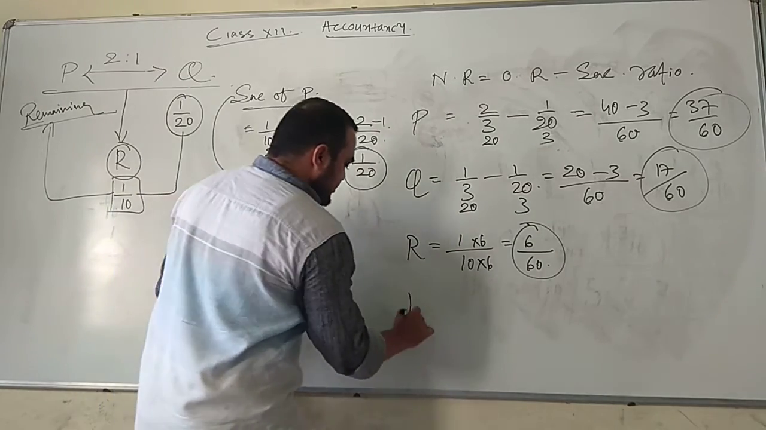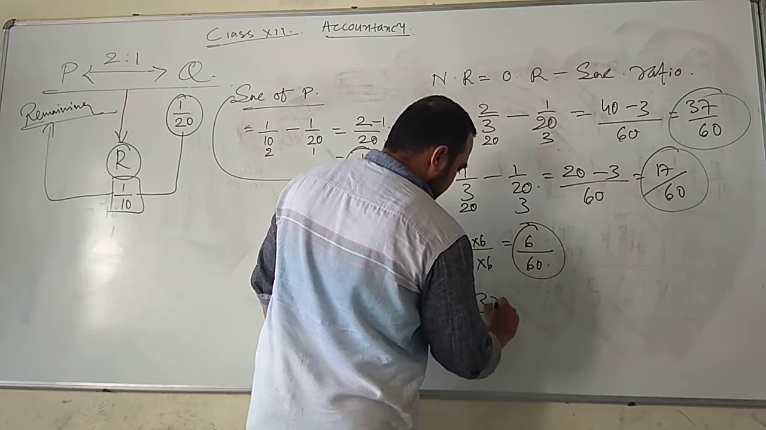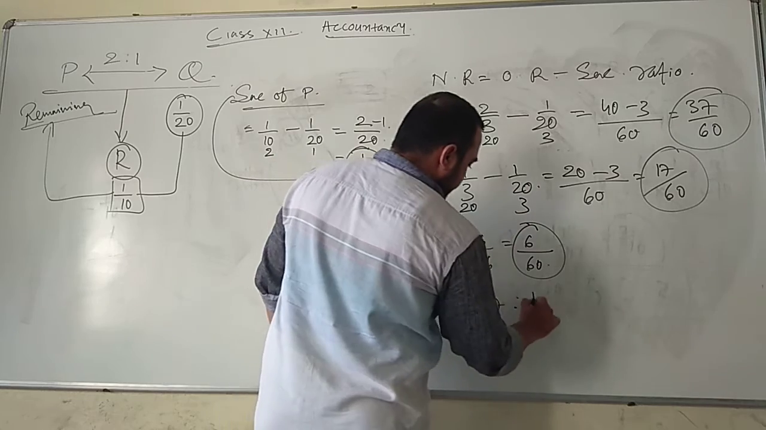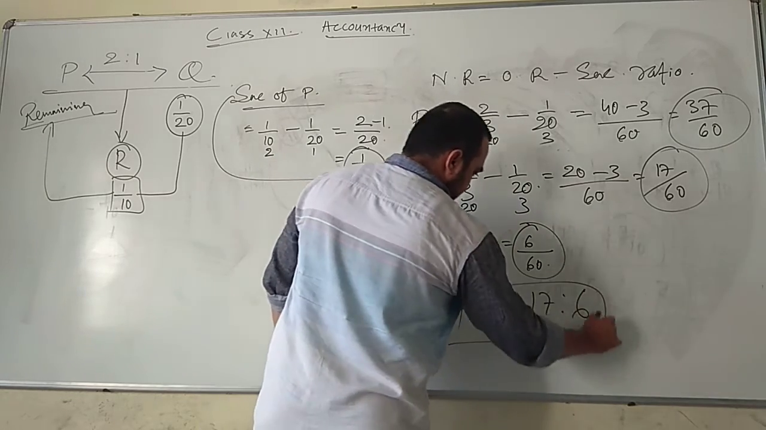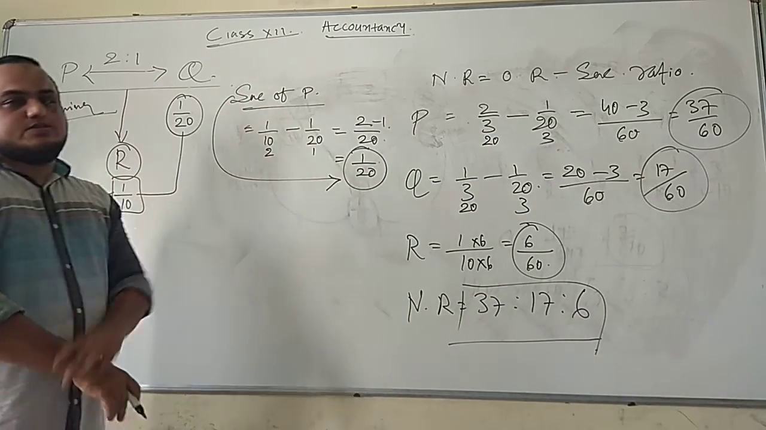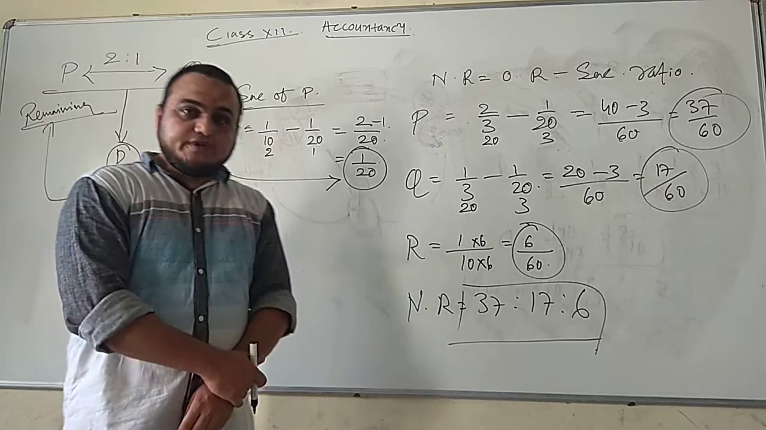So the new ratio is 37:17:6. That is your answer. Students, I think this is method number 4 we have seen.